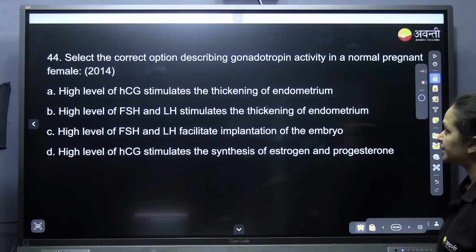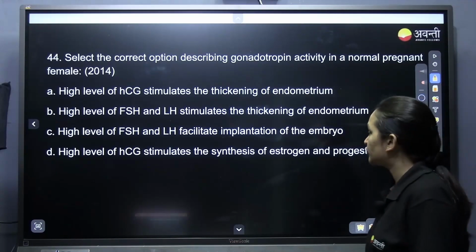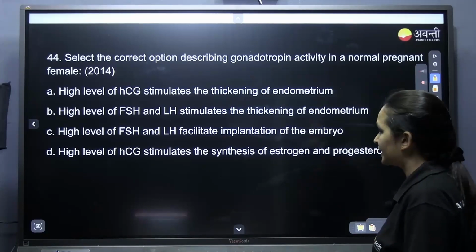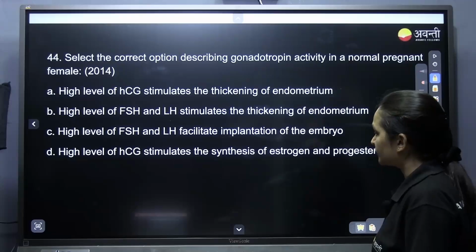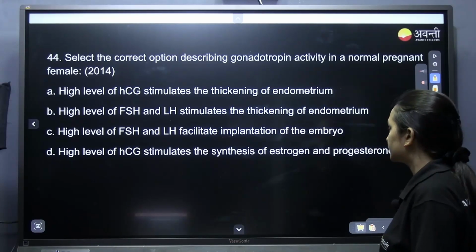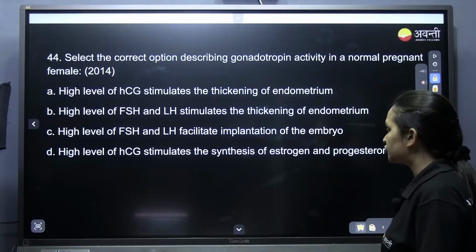Select the correct option describing gonadotrophin activity in a normal pregnant female. High level of HCG stimulates the thickening of endometrium. High level of FSH and LH stimulates the thickening of endometrium. High level of FSH and LH facilitates implantation of the embryo. High level of HCG stimulates the synthesis of estrogen and progesterone.